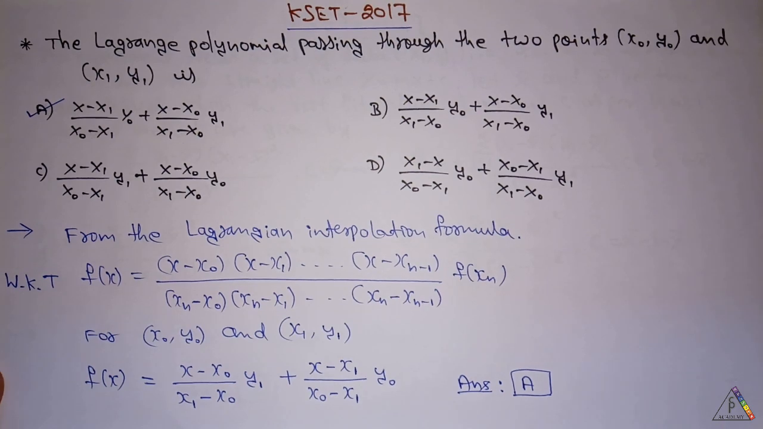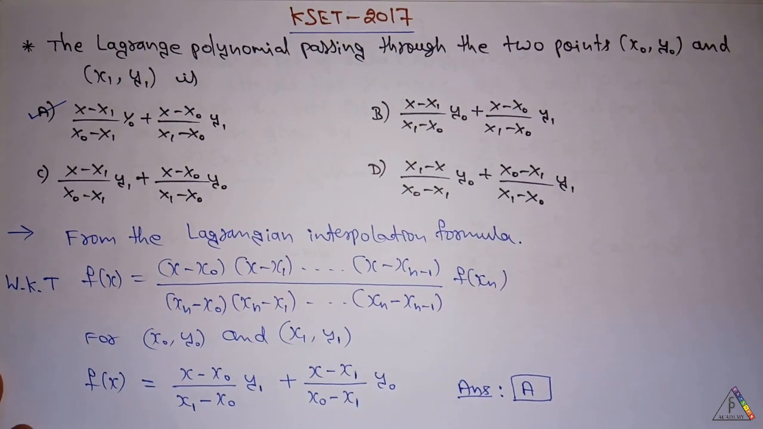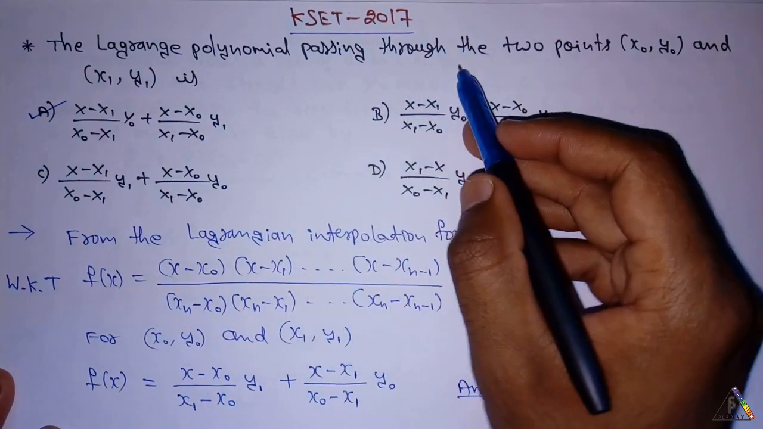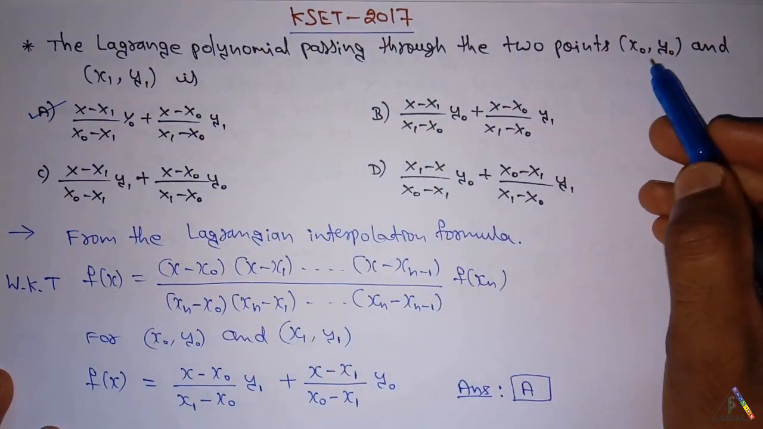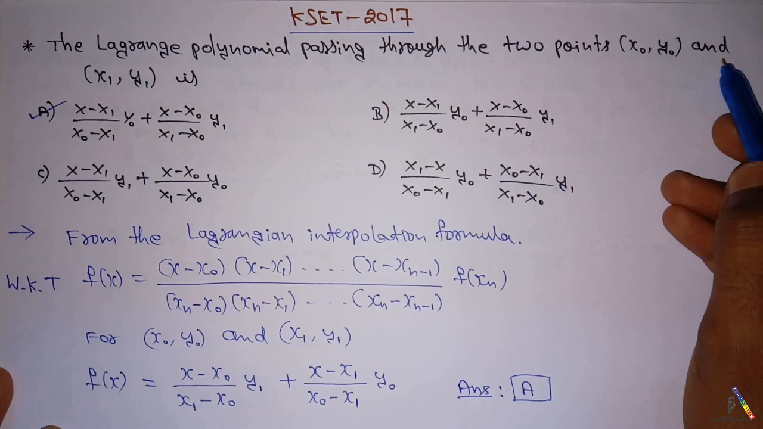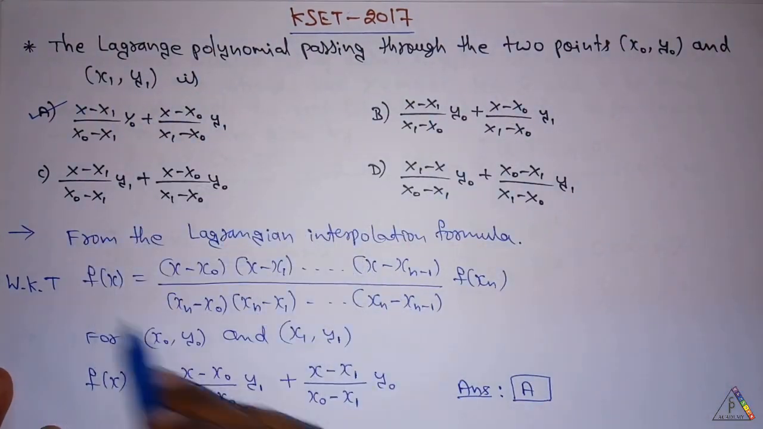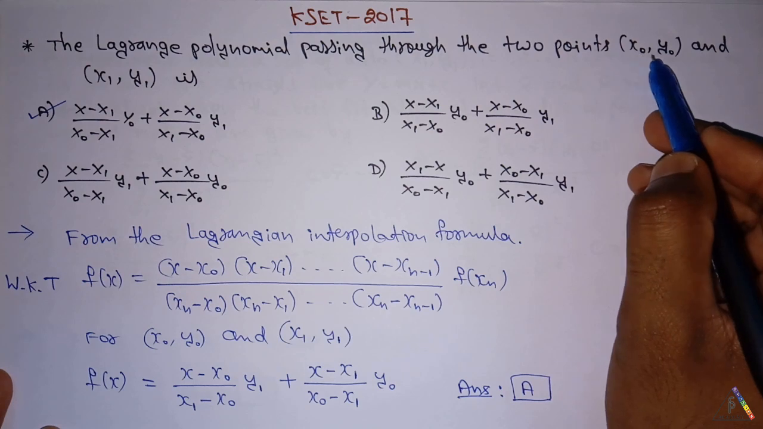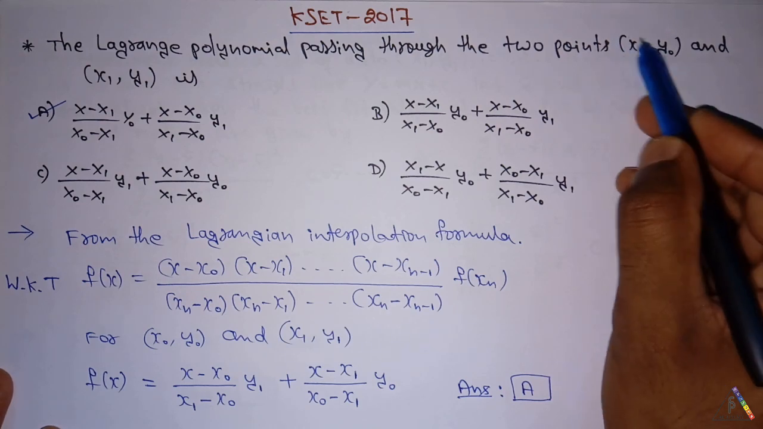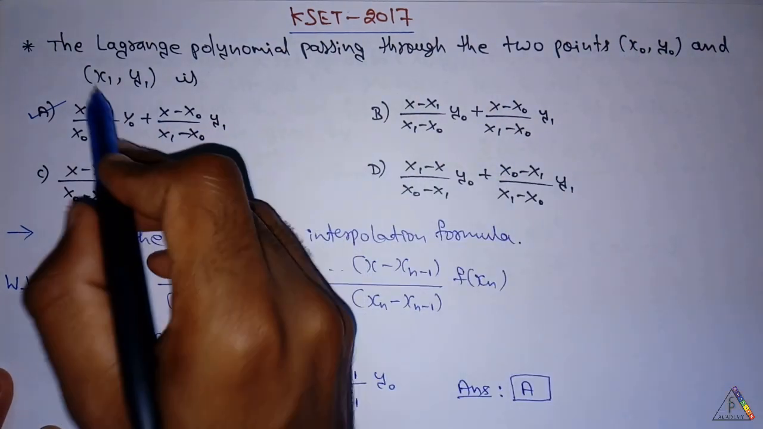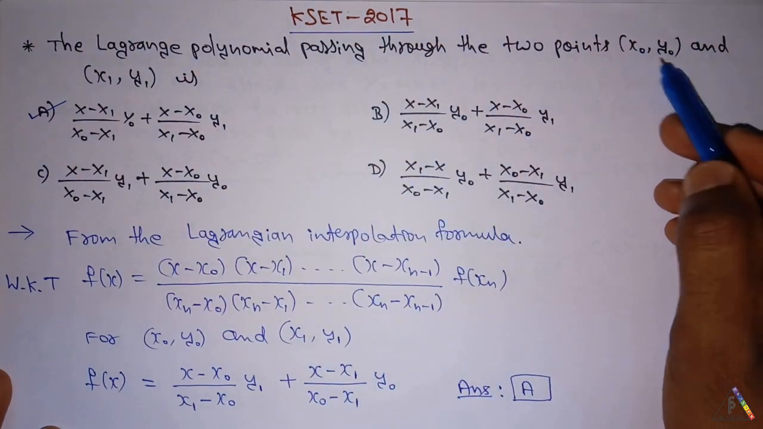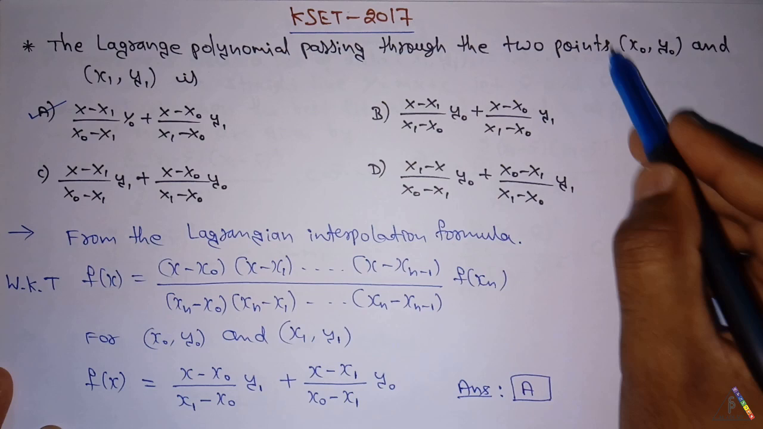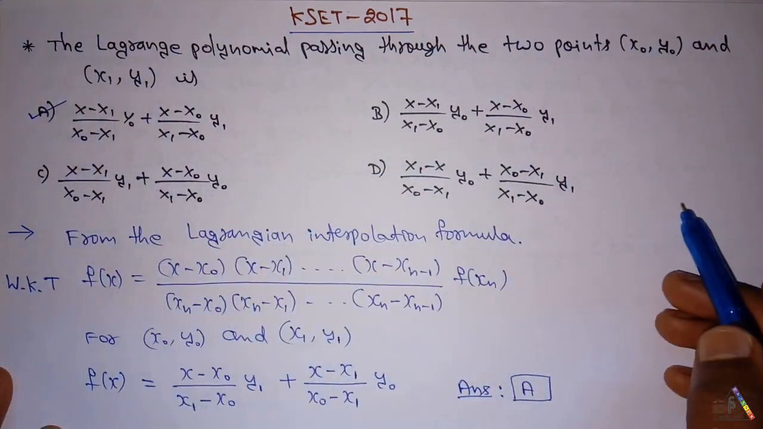Next is the KSET 2017 question. The question is, the Lagrangian polynomial passing through the 2 points x0, y0 and x1, y1 is. They are given the two arguments, that is x0 and x1, and the two entries, that is y0 and y1, and the number of intervals for these points is 1.